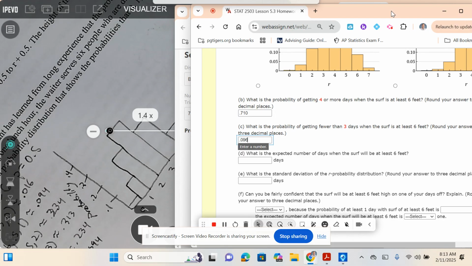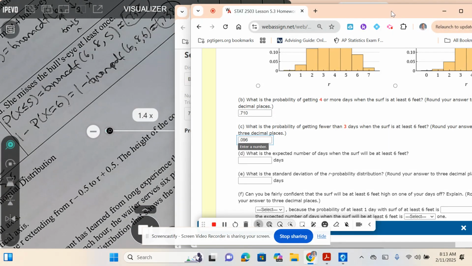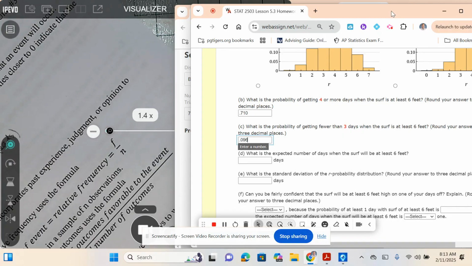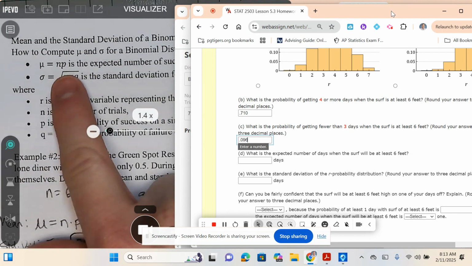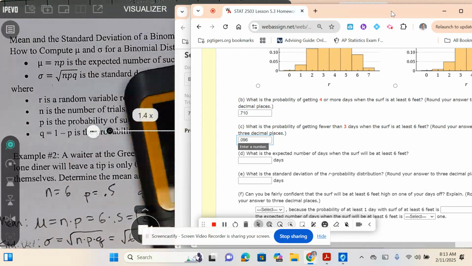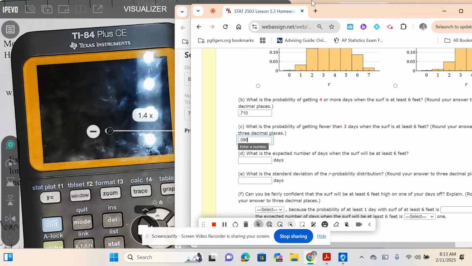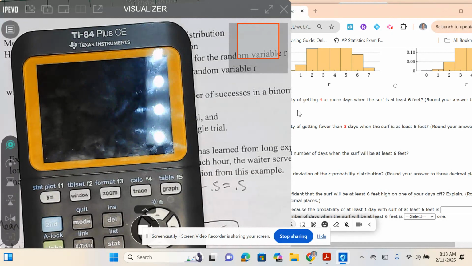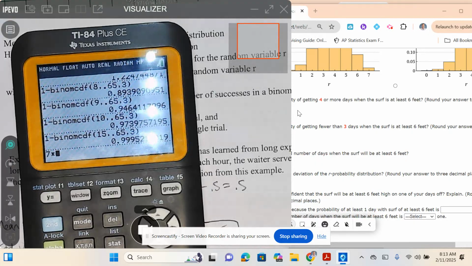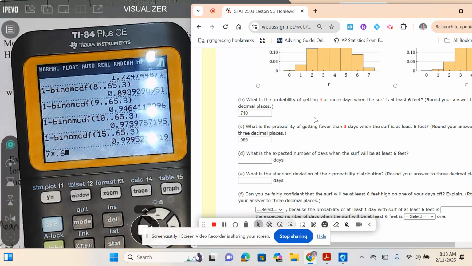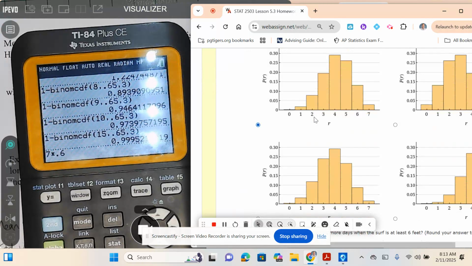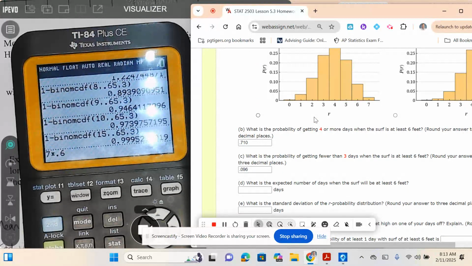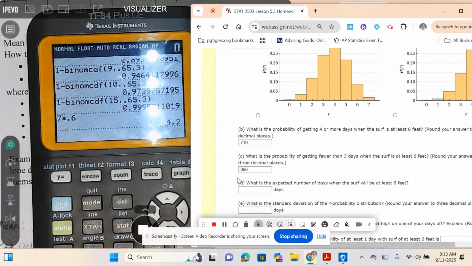Now, the next question asks, what's the expected number of days? What is that referencing? The expected number of days is a reference to the mean. So to find the mean, I just do n times p. N is the number of trials, so I have 7 days. So I'm going to put 7 times the probability of success. Probability of success is 0.6. Let me double check that. 0.6, yes. So 7 days, that's my number of trials, and then 0.6, and that'd be 4.2.